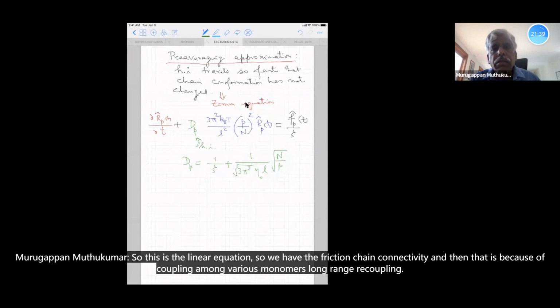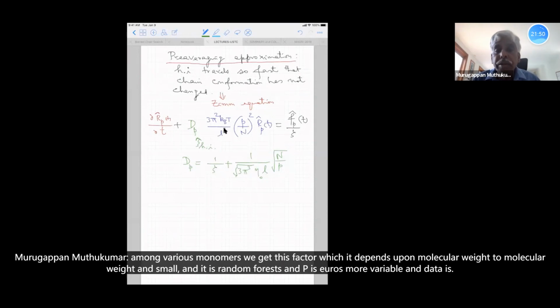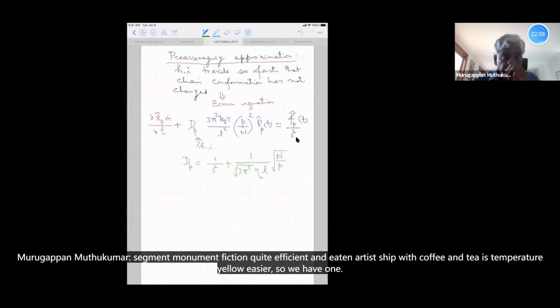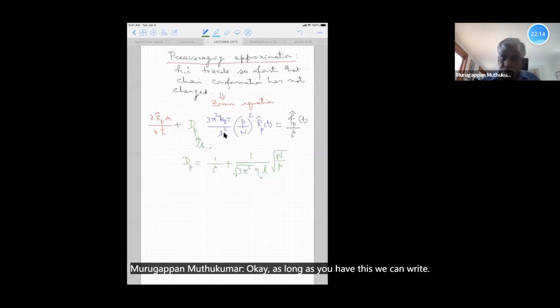Okay. So this is the Zimm equation. We have the friction, the chain connectivity, and then, because of long-range coupling among various monomers, we get this factor, which depends upon molecular weight and Rouse mode. And this is a random force. P is your Rouse mode variable, and zeta is the segment monomer friction coefficient. Eta naught is the shear viscosity, T is temperature, and L is your contour length. So we have that. Okay, as soon as you have this, we can write the relaxation spectrum.